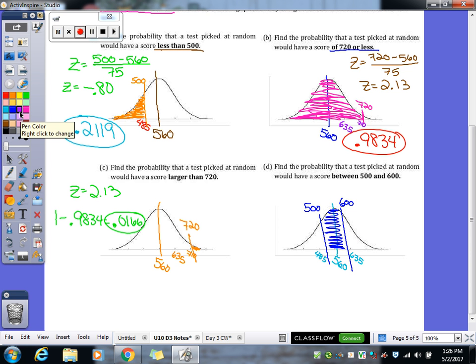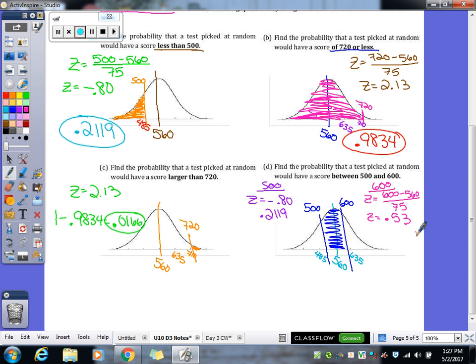So now we've already figured out our z-score for 500. For 500, our z-score was negative 0.80. And the probability of scoring less than a 500 was 0.2119. We've already figured that out. So we need to figure out our numbers for 600 now, though. So we'll start with our z-score. 600 minus our mean of 560 divided by 75. Which would give us a z-score of 0.53.